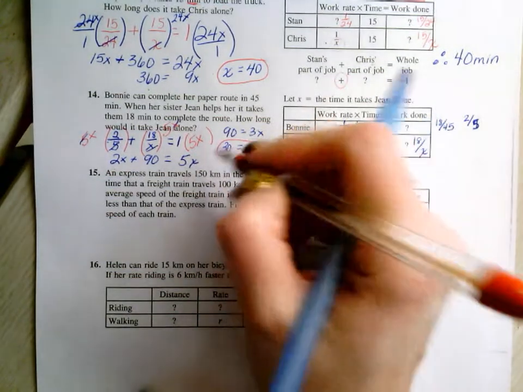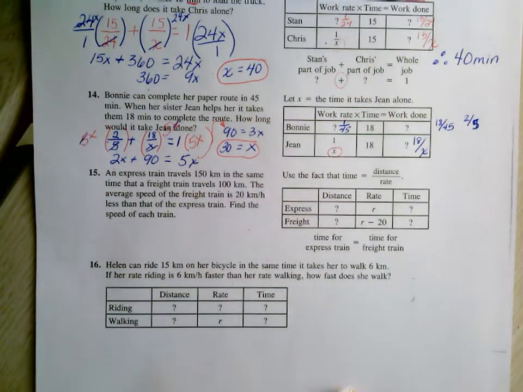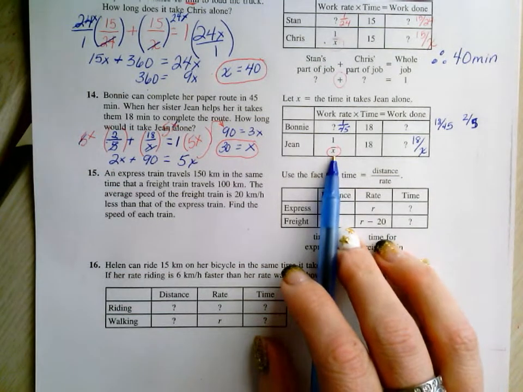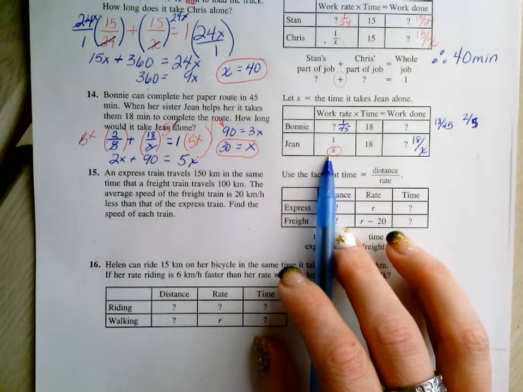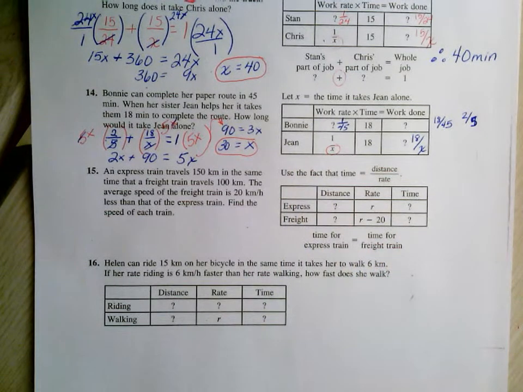Hey, does everybody see my train of thought? I ran out of room, so I went up here, okay? Well, what does that mean exactly? That means it takes her 30 minutes. So who's faster? Jean is faster. Okay? Very good. Okay, 2 more.